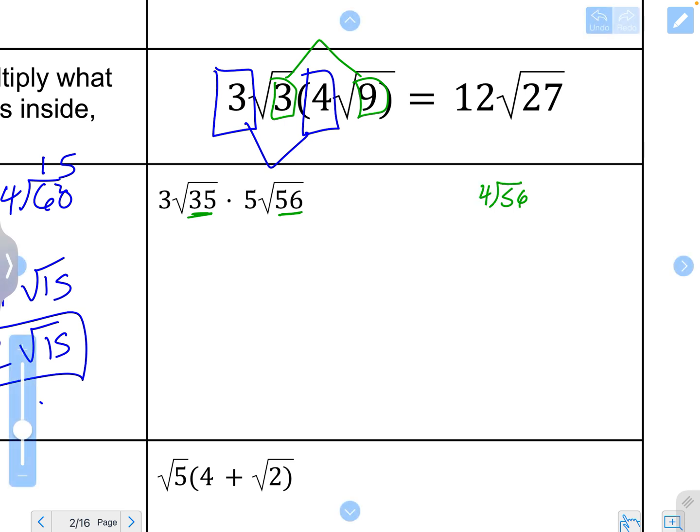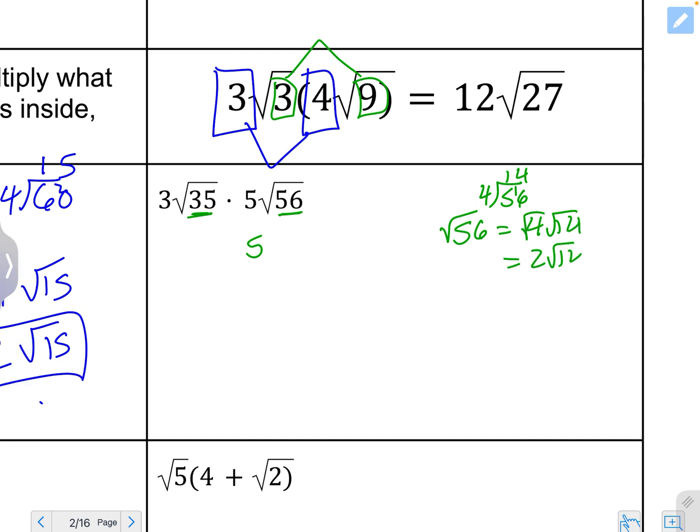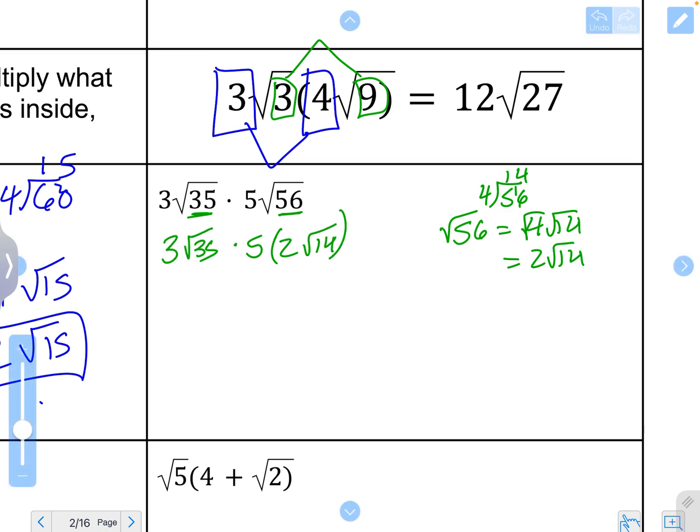56, can I divide by 4? I get 1, I get 16, I get 14. So I can go ahead and break down 56. And so the square root of 56 equals 4 square root of 14. And then it becomes 2 square root of 14. So I can do 5 times 2 square root of 14. And we're going to bring down this one. And so 5 times 2 is going to be 10 square root of 14.